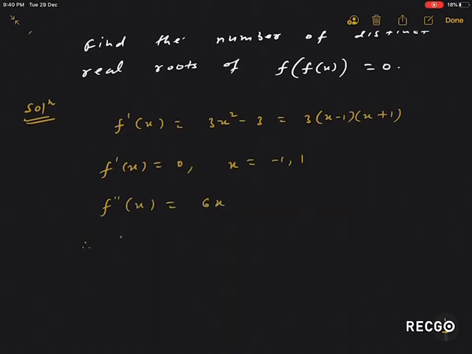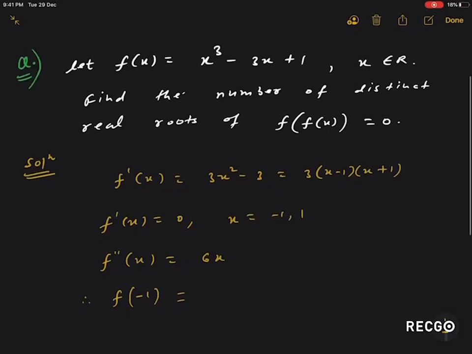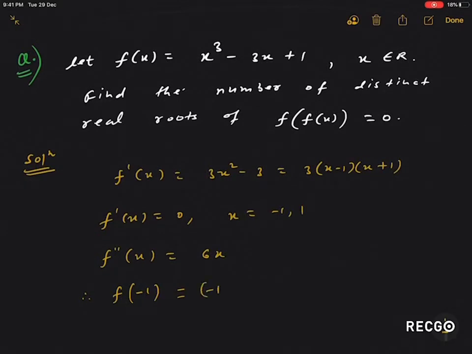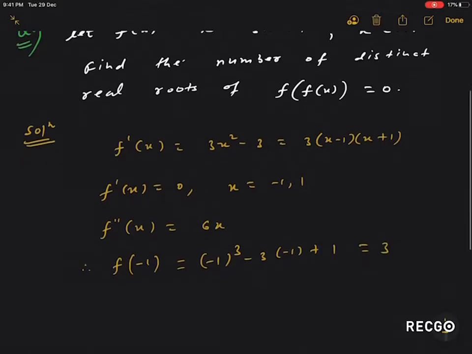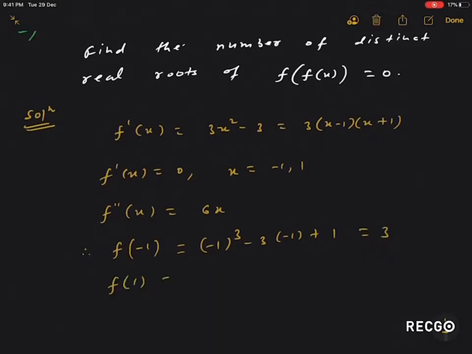So from here, what we can see is that f double dash minus 1 is negative and f double dash 1 is positive. So f of minus 1 must be the maximum and f of 1 must be the minimum. Now what is the value of f of minus 1? f of minus 1 is minus 1 to the power 3 minus 3 times minus 1 plus 1, which is equal to 3. And f of 1 is nothing but 1 to the power 3 minus 3 into 1 plus 1, which is equal to minus 1.